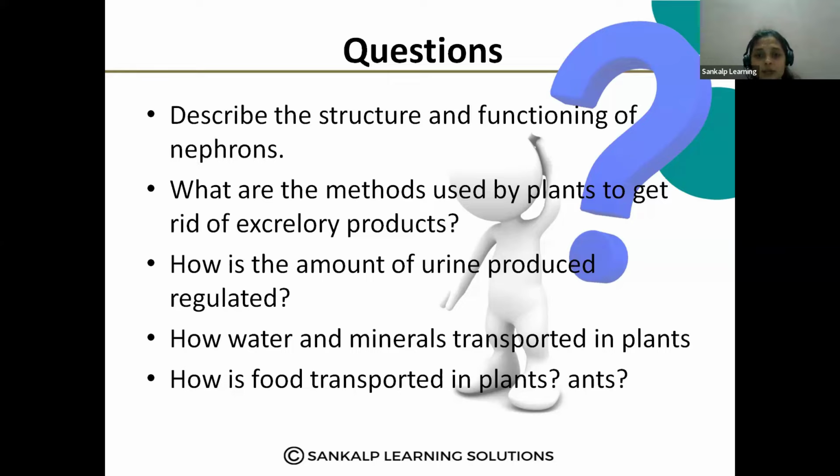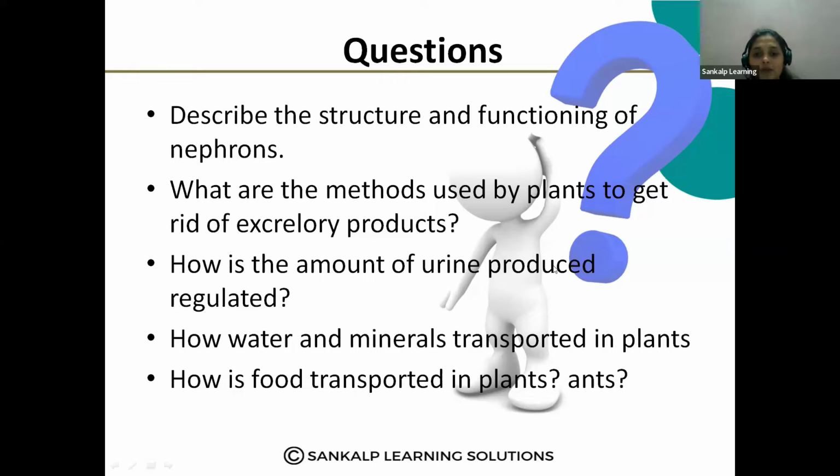Students, try to answer these questions. The questions I am giving here are repeated questions asked in board exams of various years. Describe the structure and functioning of the nephrons. Very important: you have to explain the structure and the function. What are the methods used by plants to get rid of excretory products? I just explained how they remove their excretory products.